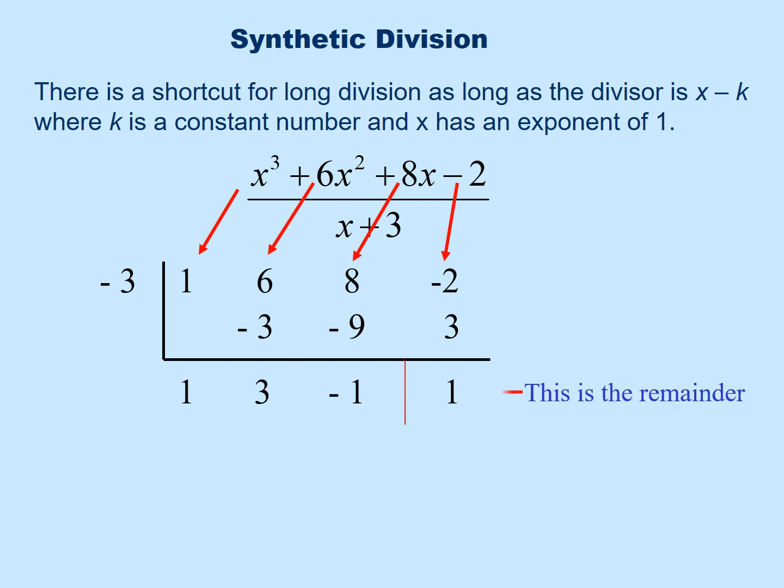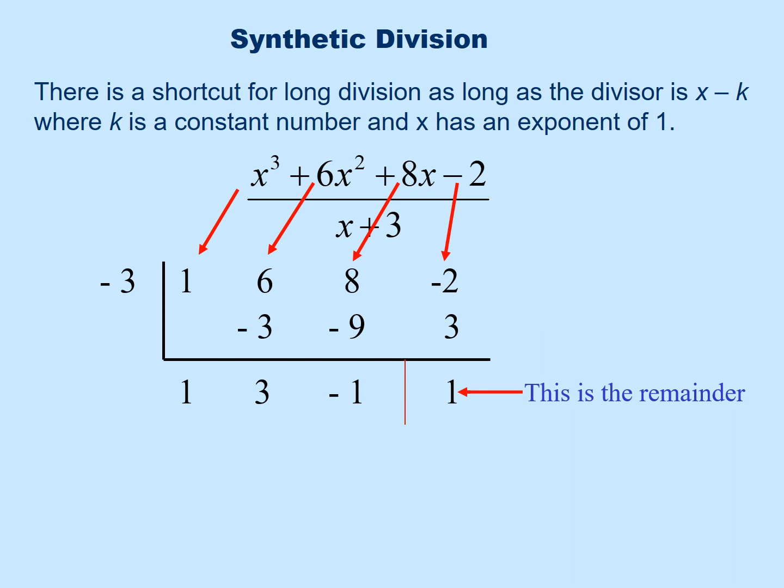Next, since we have here a number not equal to 0, because the remainder could also be negative, so since we have a number not equal to 0 as our last number in performing synthetic division, that means to say that our remainder for this example is 1.